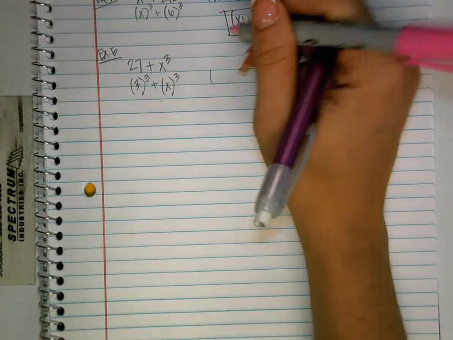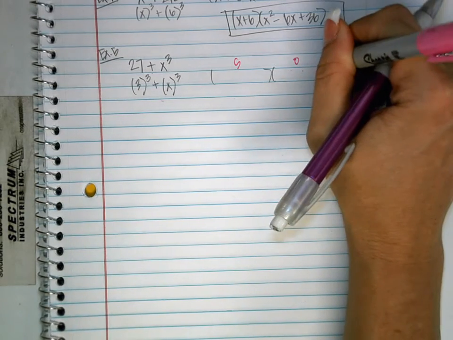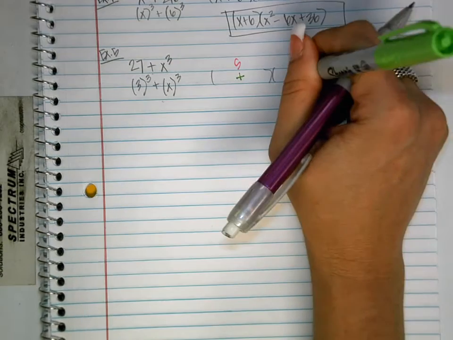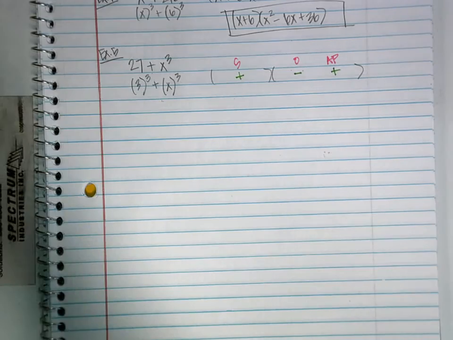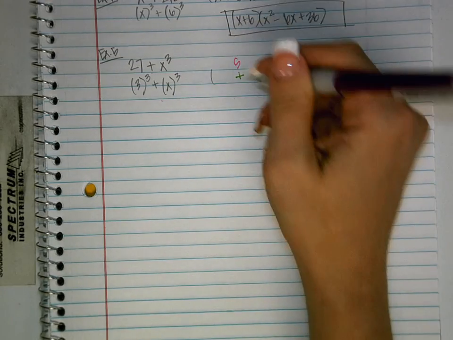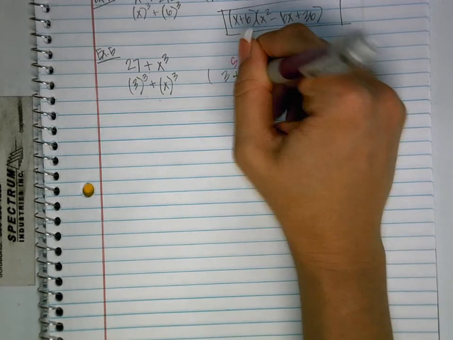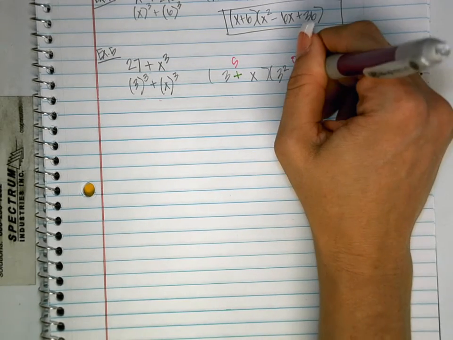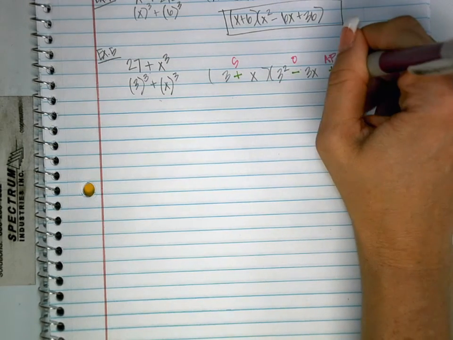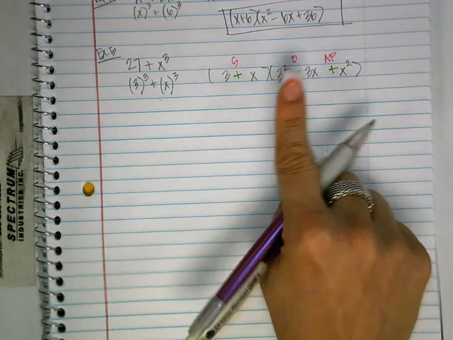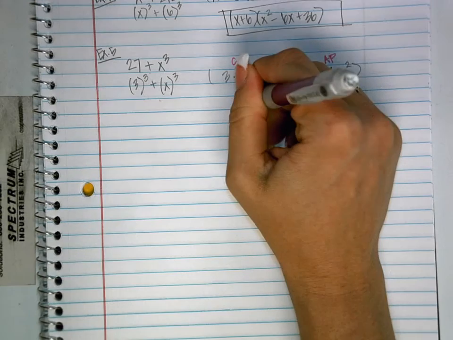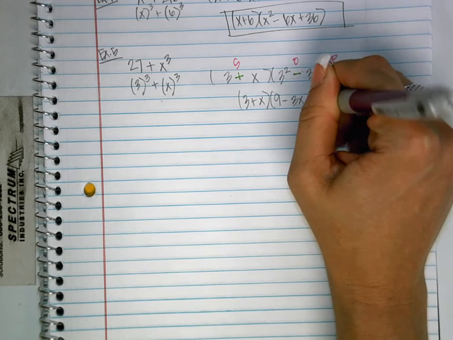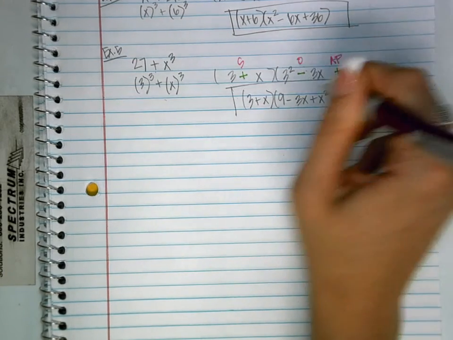So place in your SOAP signs. Actually write them in. Same is positive, opposite negative, always positive. First term is 3, second term is x. First term squared, so 3 squared. Combination of both is 3x. Second thing squared. You cannot leave it like that, so please make sure and simplify. So 3 plus x times 9 minus 3x plus x squared. That is completely factored.